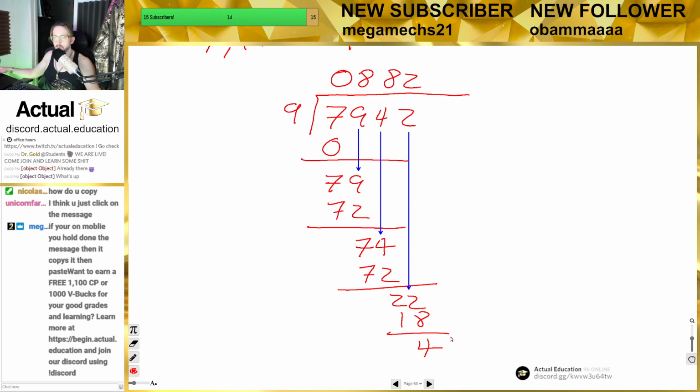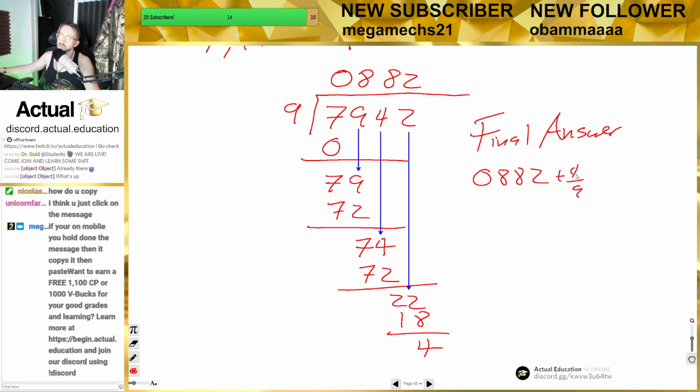Okay, but what does this 4 mean? What's our final answer? Our final answer is 0, 8, 8, 2, and 4 over 9. Yes. Now here's a little quick tip, Mango. You don't have to write the 0 here. You can just say this is 882.